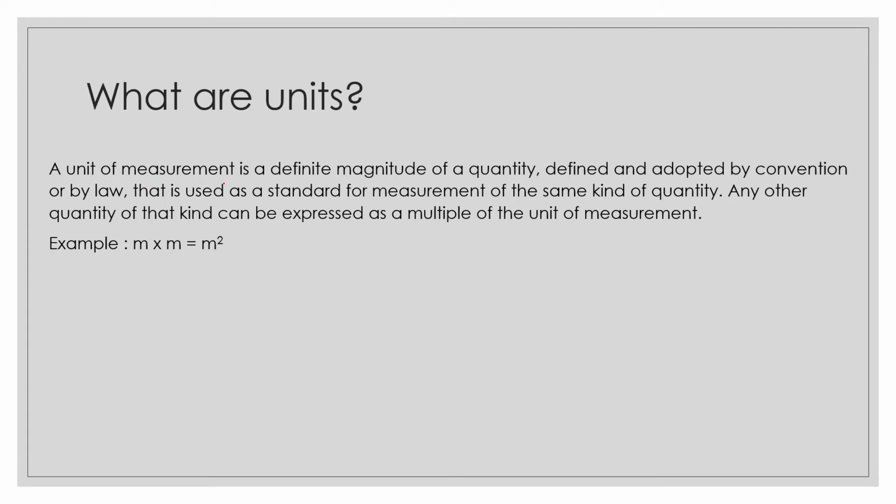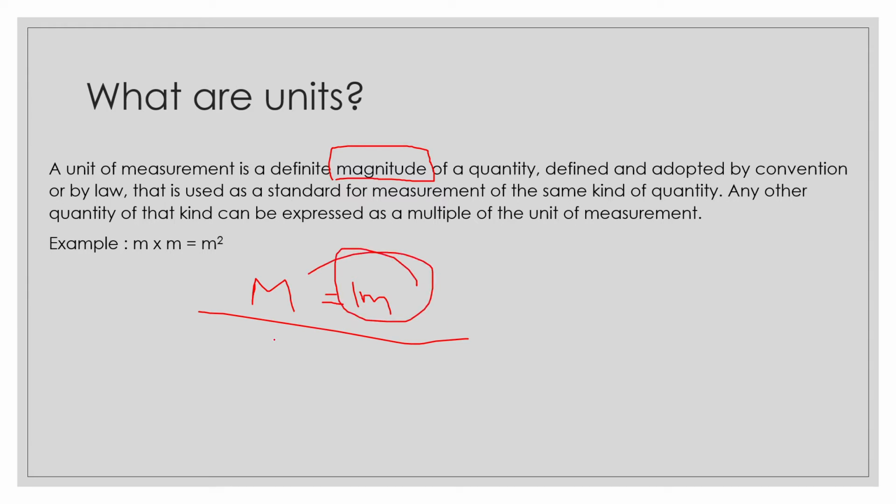A unit of measurement is a definite magnitude. So let's underline this: a definite magnitude, so it's not unlimited. So I have 1 meter of cloth, so I get 1 m itself. So it's a definite magnitude of a quantity defined and adopted by convention or by law that is used as a standard measurement. We use the meter everywhere, so it's a standard measurement of the same kind of quantity.